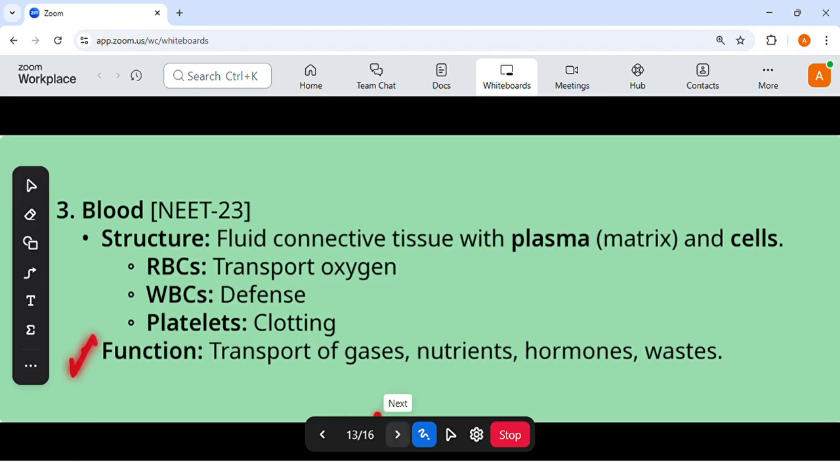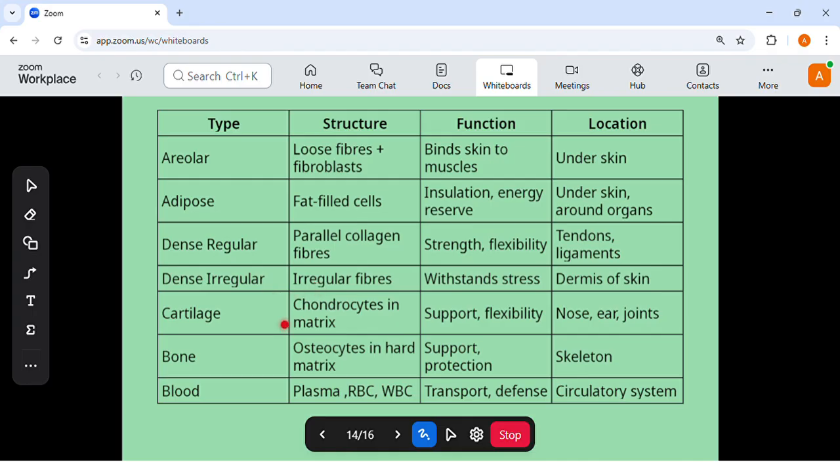Easy. Okay. So here is a table of all the connective tissues. So first is the areolar and adipose, which come under which type of connective tissue? Loose connective tissue. So areolar connective tissue structure is loose fiber with fibroblast, present beneath the skin. Okay, it binds the skin to the muscle or holds the organs in place under the skin.